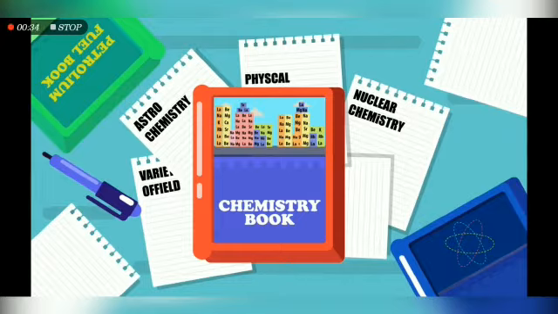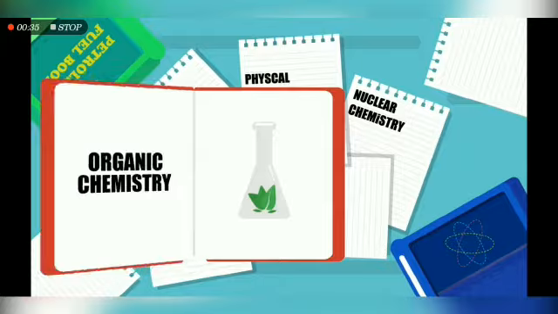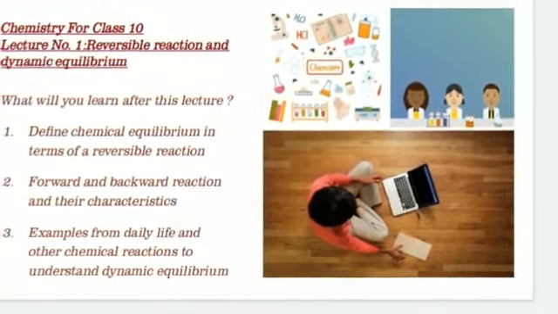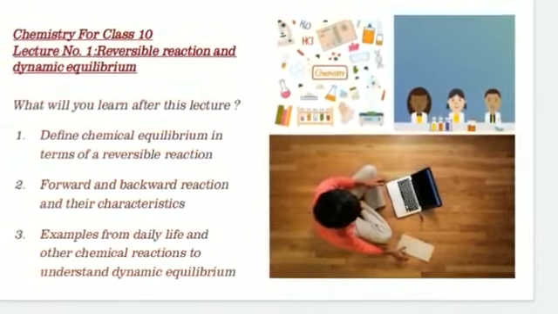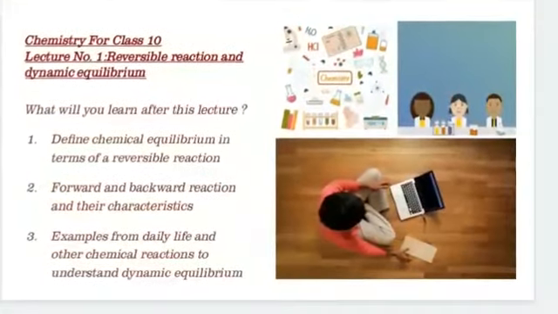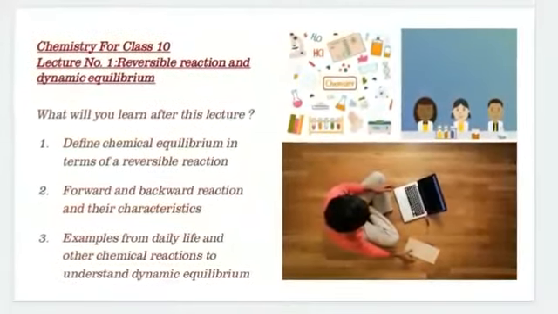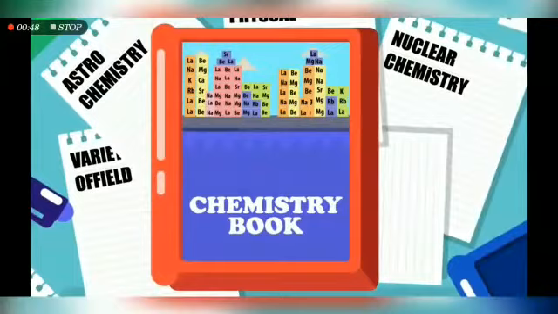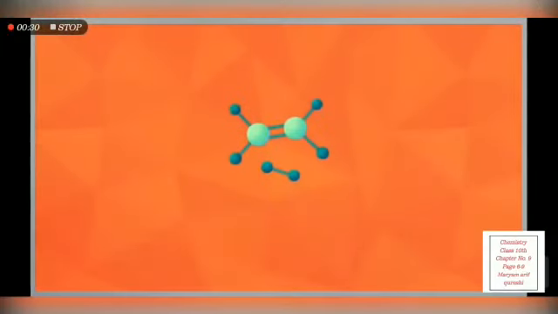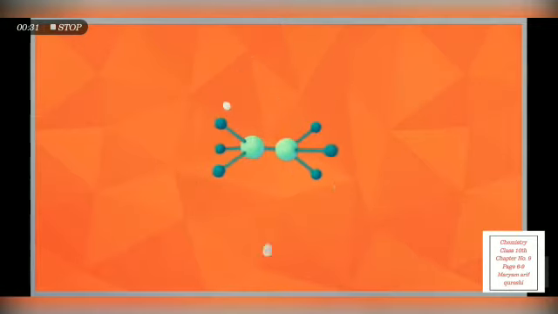First chapter is about chemical equilibrium. So in the first lecture, we will cover few important things about reversible reaction and dynamic equilibrium. So let's recall few important concepts before starting today's lecture.